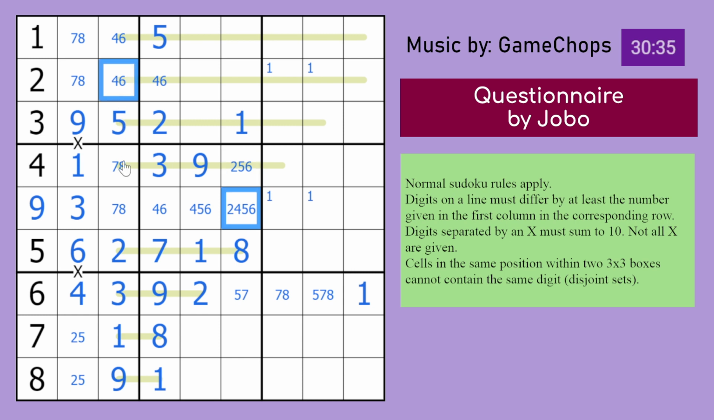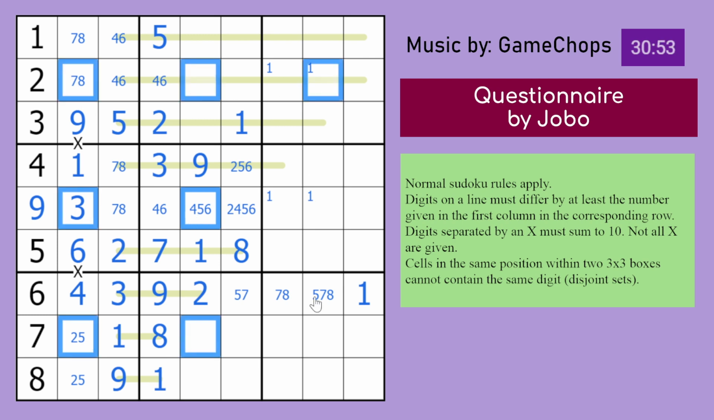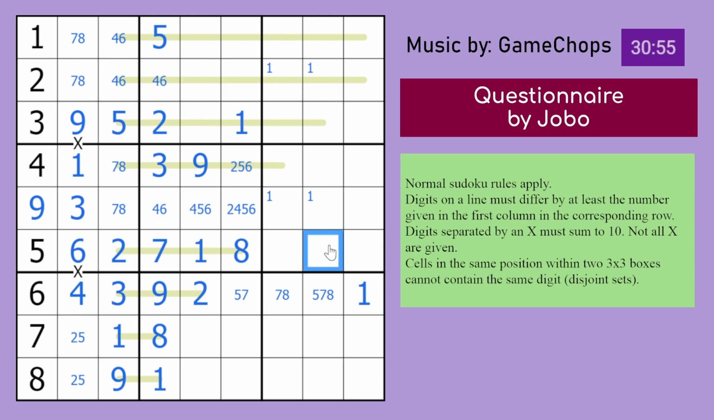This cell sees... Well, it sees stuff, but doesn't see enough. Doesn't see a lot at all. And this cell... No, this cell also doesn't see anything. Right? Yeah, it doesn't see anything. I was like, this cell maybe? But no, it doesn't see anything either. Okay.